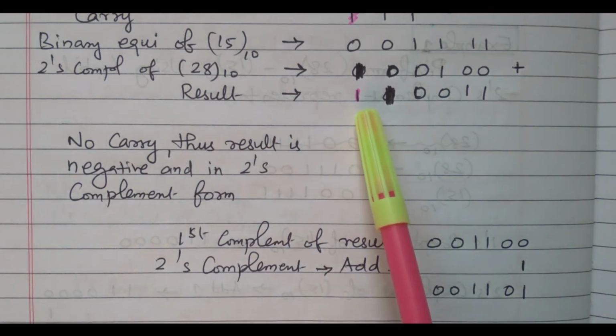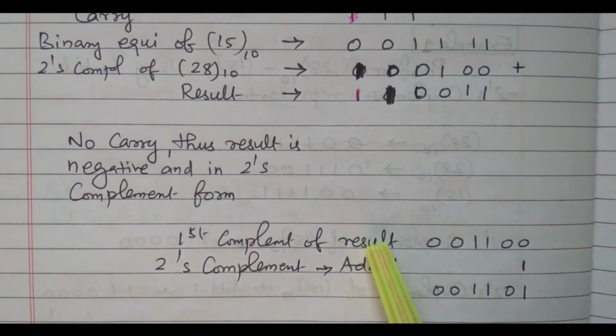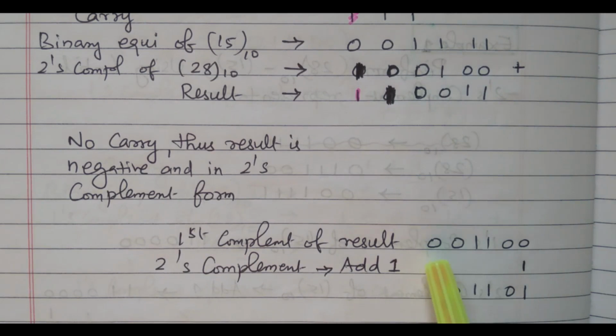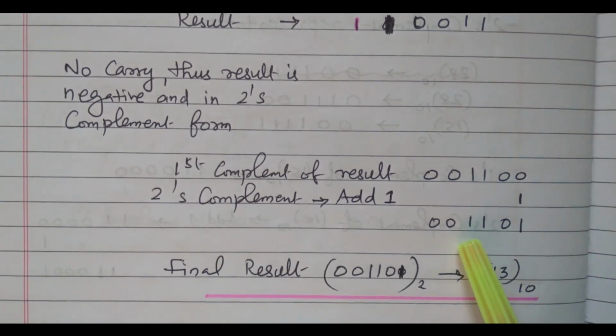So what is the value we got? 1, 1, 0, 0, 1, 1. So we need to again take the 2's complement. First we will take the 1's complement: 1s are converted into 0s and 0s are converted into 1s. 2's complement means add 1, right. So what we got is 0, 0, 1, 1, 0, 1. So this is nothing but the answer 13. The same answer we got in the previous example also.